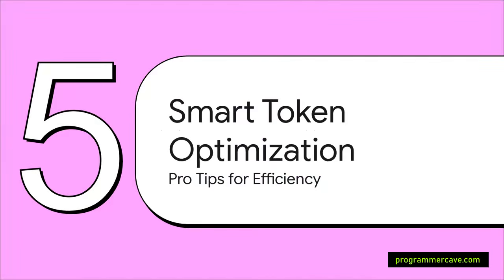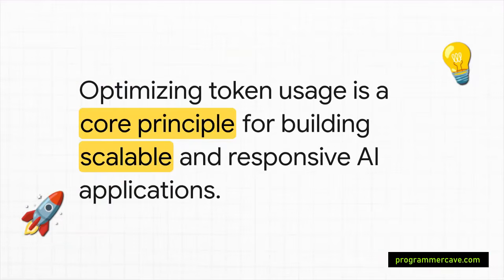Okay, now that we know what tokens are and how they work, let's talk about how to be smart with them. Our final section is all about token optimization, some real pro tips for making your AI systems faster, cheaper, and just plain better. And this isn't just about saving a few pennies here and there. For anyone who's serious about building with AI, whether you're at a startup or a huge company, optimizing your token usage is absolutely fundamental. It's what separates a slow, expensive project from a fast, scalable, professional application.